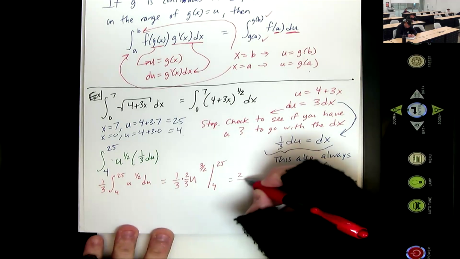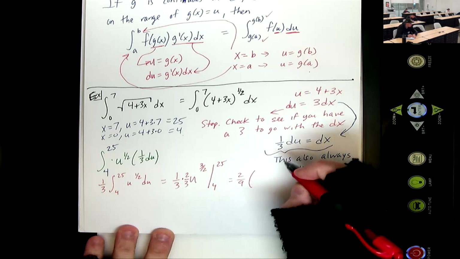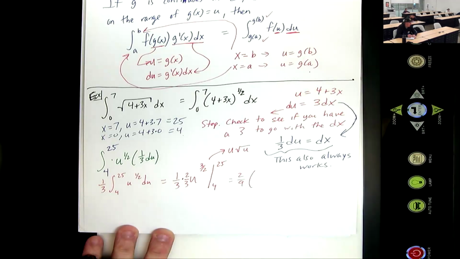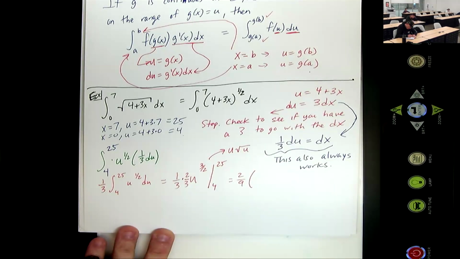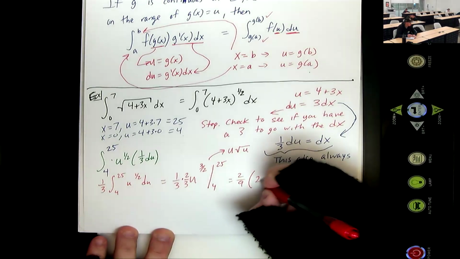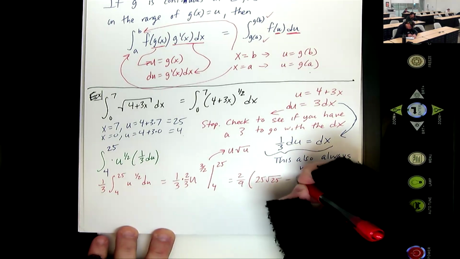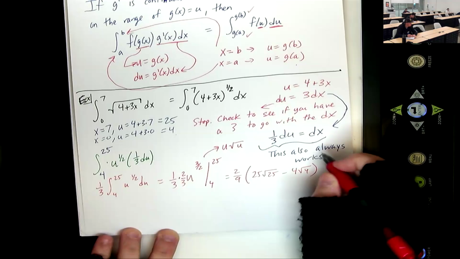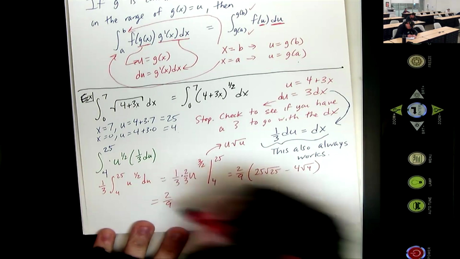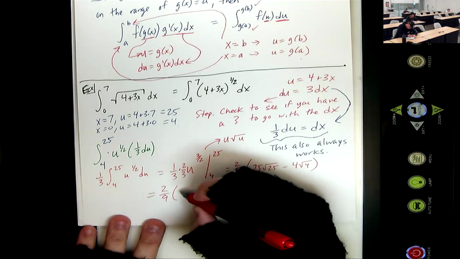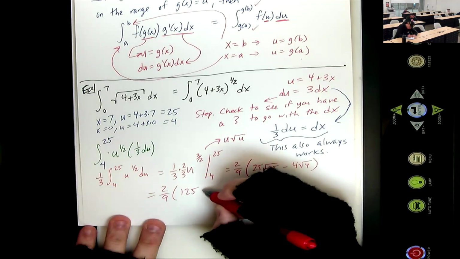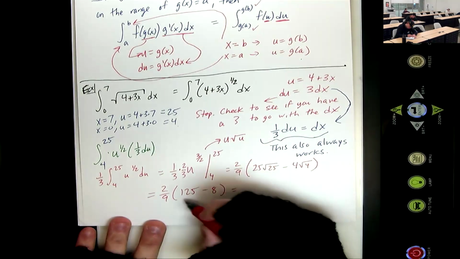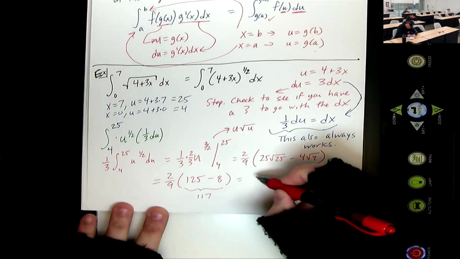So I have 2/9. U to the 3/2 is the same as u square root of u. So I have 25 times the square root of 25 minus 4 times the square root of 4, which is 2/9 times 25 times 5, which is 125, minus 4 times 2, which is 8. That's 117 on the inside.